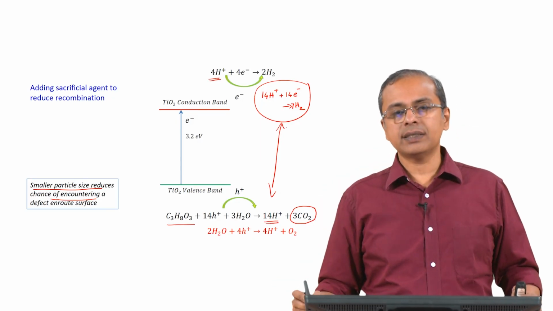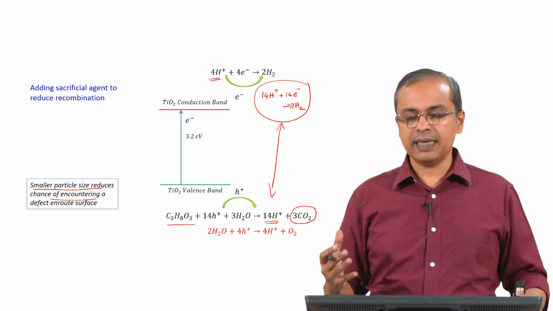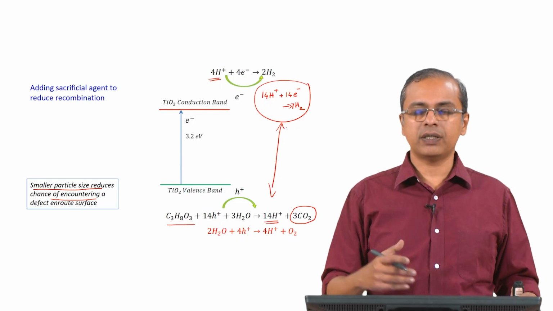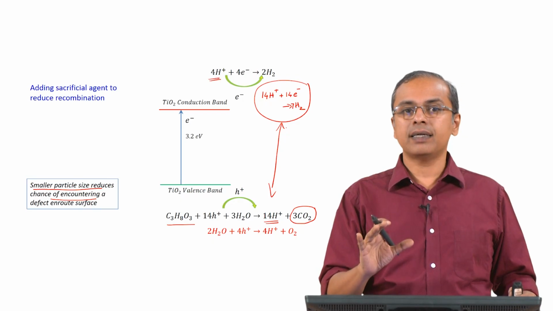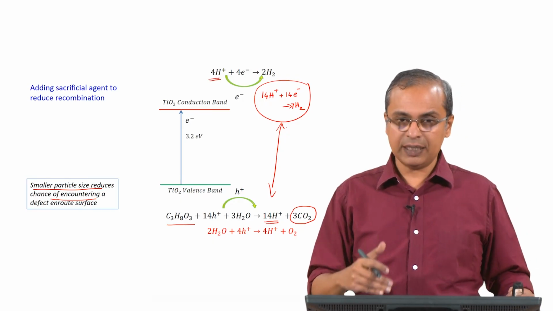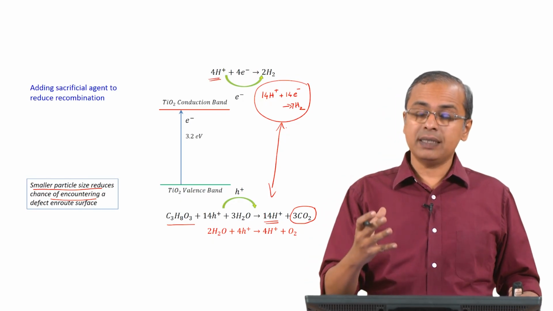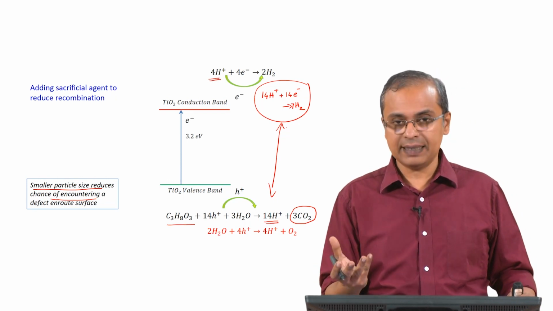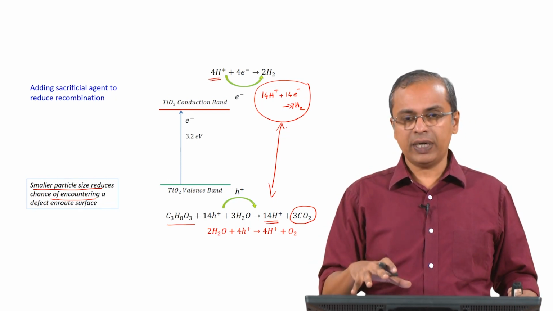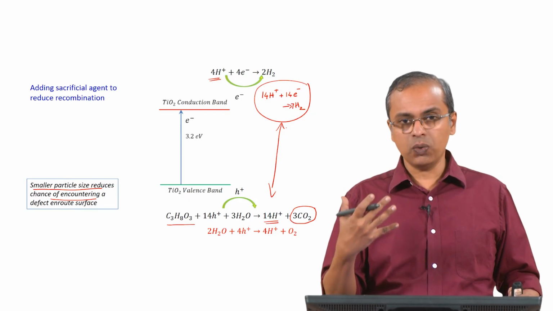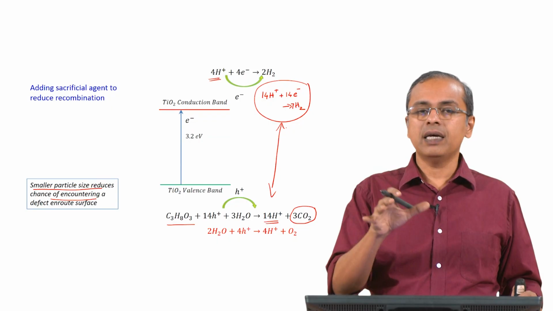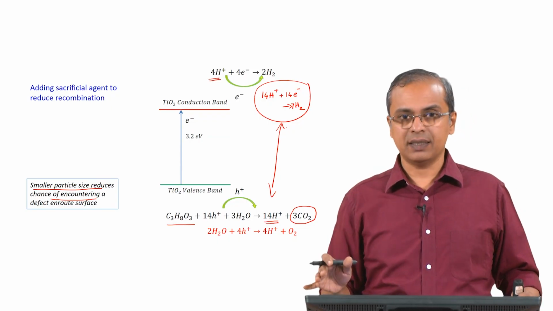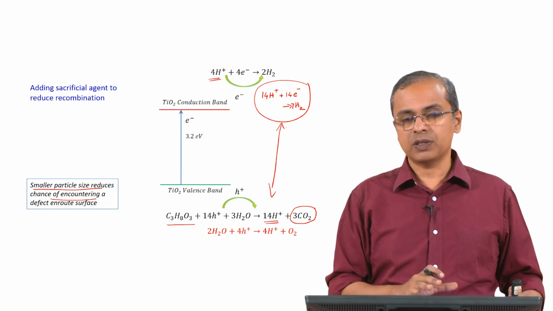Okay, so that is how you can use this agent, this glycerol, which is what is being referred to as a sacrificial agent. It is something that we do in an experimental setup, but it actually opens up possibilities which are very interesting. In the realm of photocatalysis, people look at photocatalysis for multiple purposes. We have spoken about it from the perspective of hydrogen generation.